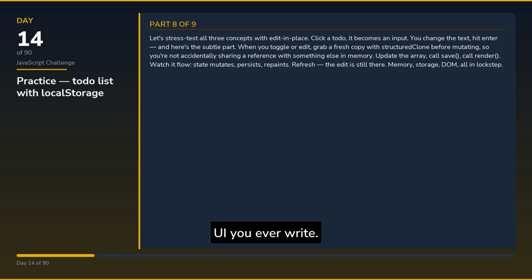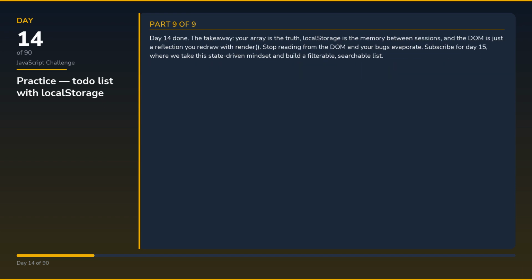Let's stress test all 3 concepts with edit in place. Click a to-do, it becomes an input. You change the text, hit enter, and here's the subtle part. When you toggle or edit, grab a fresh copy with structuredClone before mutating, so you're not accidentally sharing a reference with something else in memory. Update the array, call save, call render. Watch it flow: state mutates, persists, repaints. Refresh, the edit is still there. Memory, storage, DOM, all in lockstep.